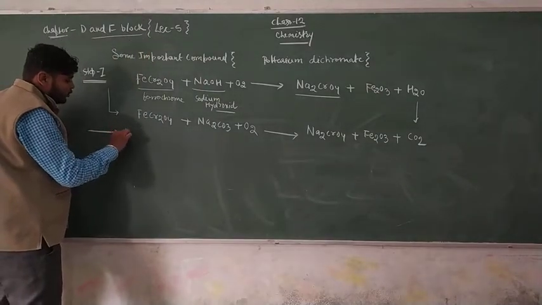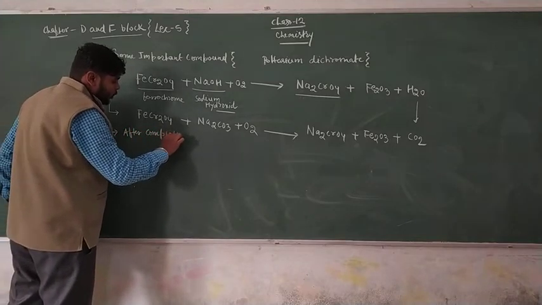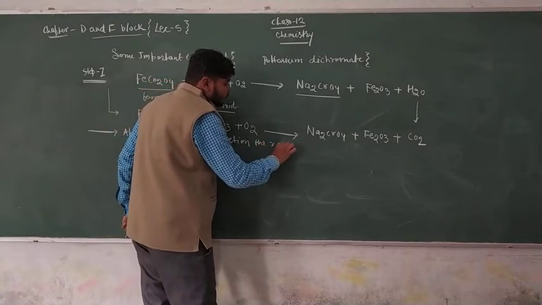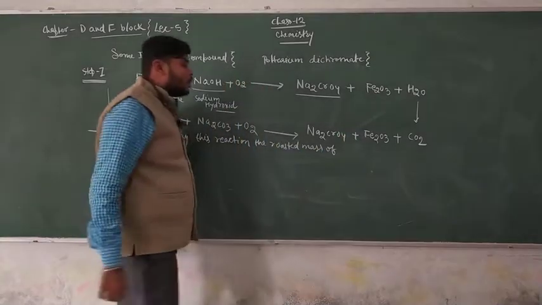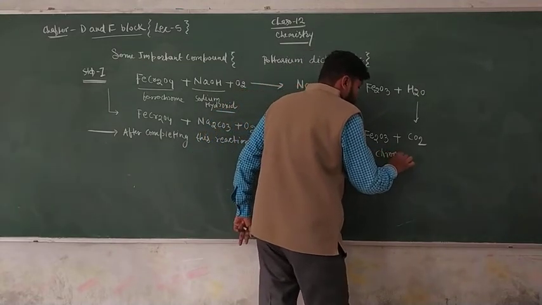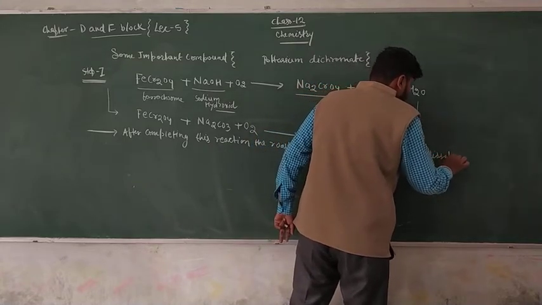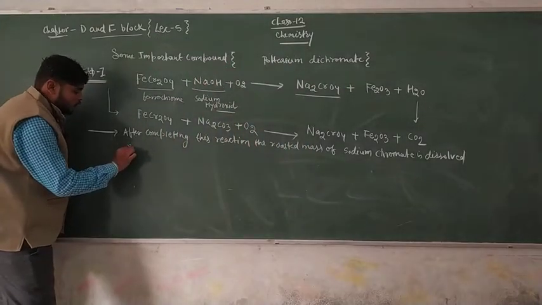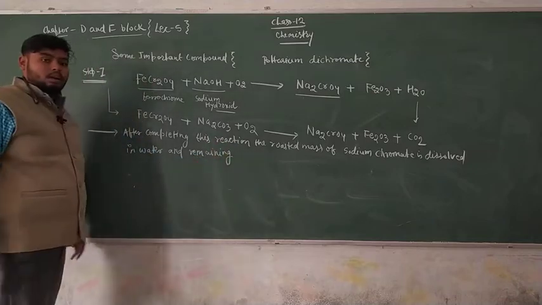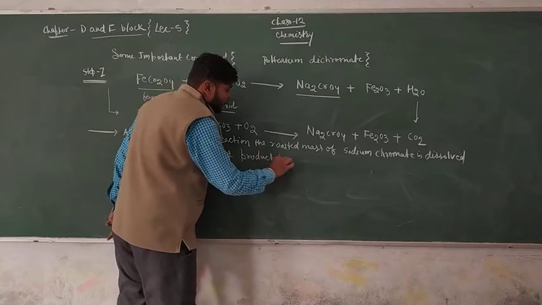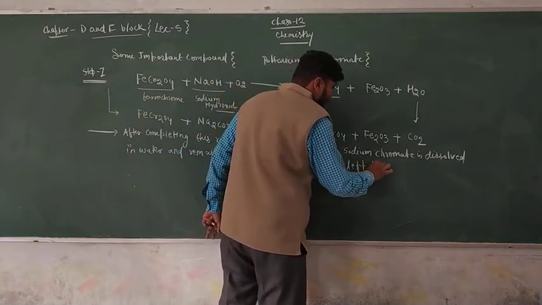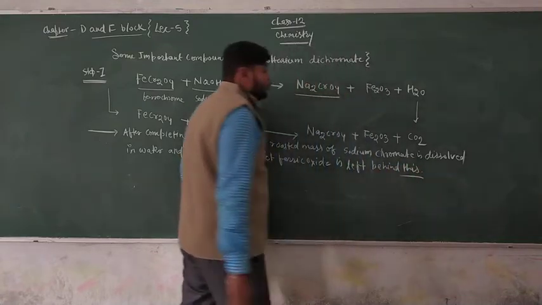That means after completing this reaction, the roasted mass of sodium chromate is dissolved in water, and the remaining product, ferric oxide, is left behind.